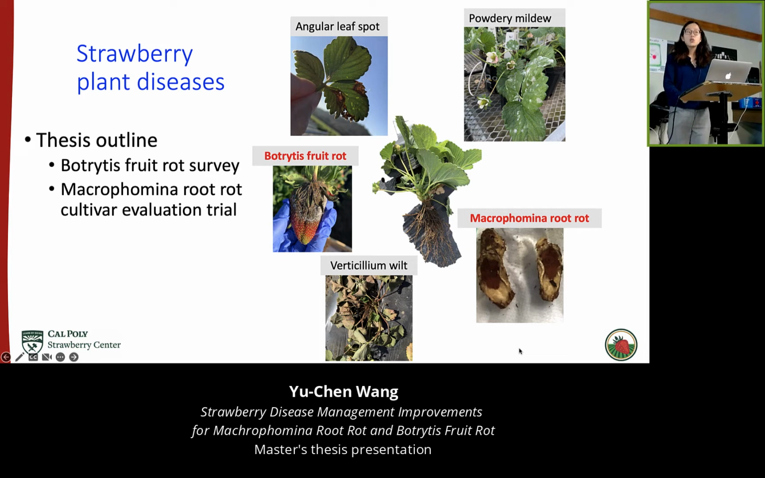There are 2 economically important diseases I'm working on. One is Botrytis fruit rot, and the other is Macrophomina root rot. I'm going to begin with the first part of my study, on the Botrytis fruit rot survey.